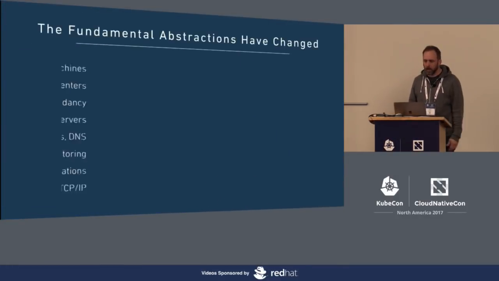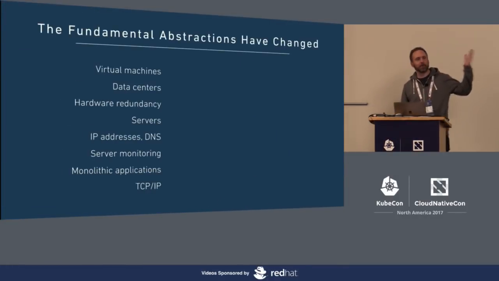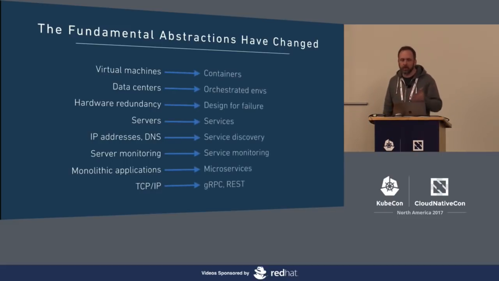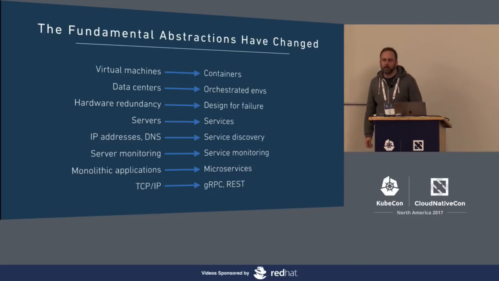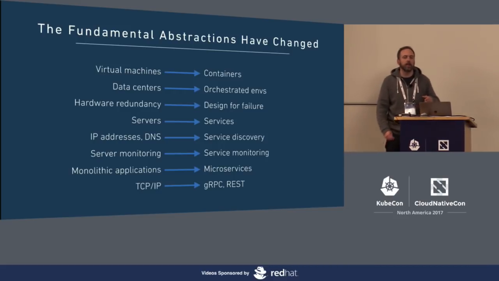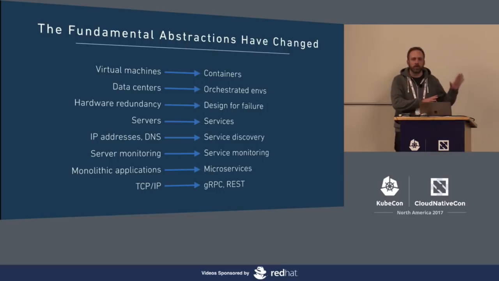So what's changed? We zoomed from 2000 to 2017. Back in 2000, we were thinking about virtual machines, data centers, and hardware redundancy. We were thinking about individual servers and IP addresses, and we were monitoring these servers. Now in this cloud native world, we've abstracted a lot of that away. We're talking about services, service discovery, service monitoring, microservices. We're not worrying about individual servers or IP addresses.